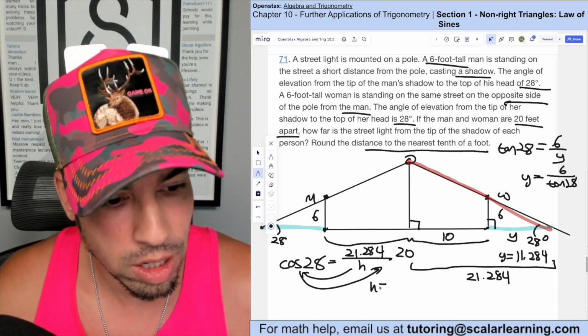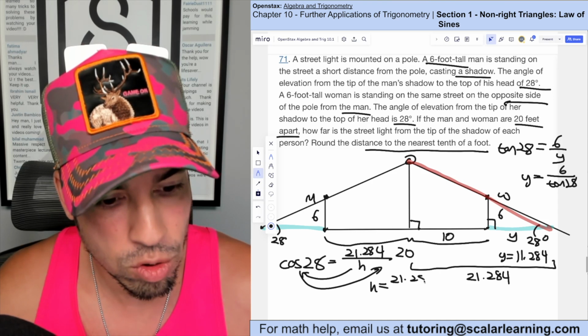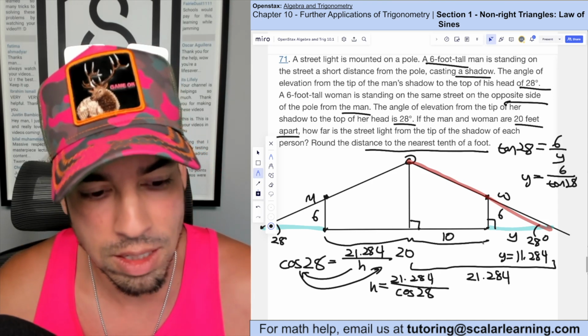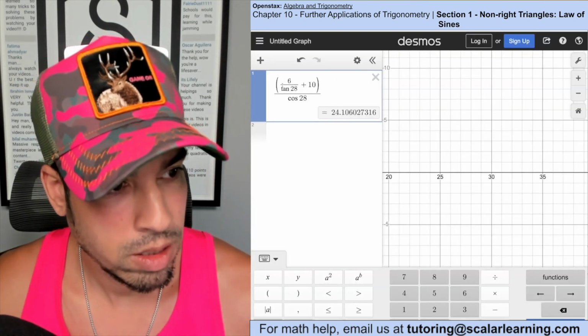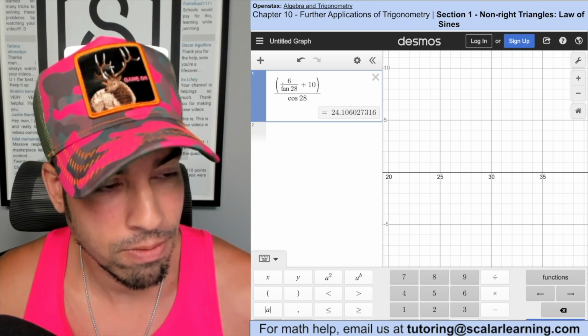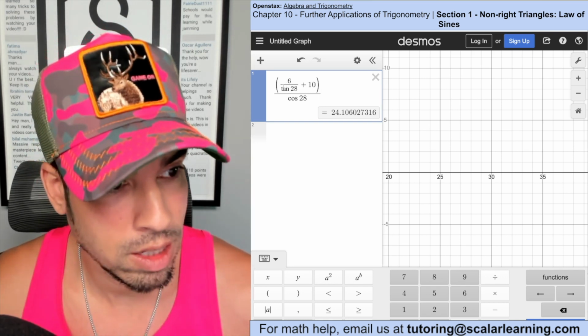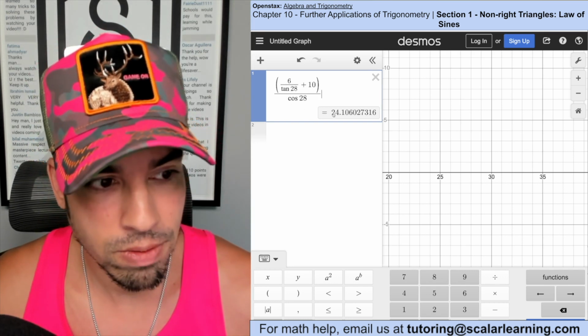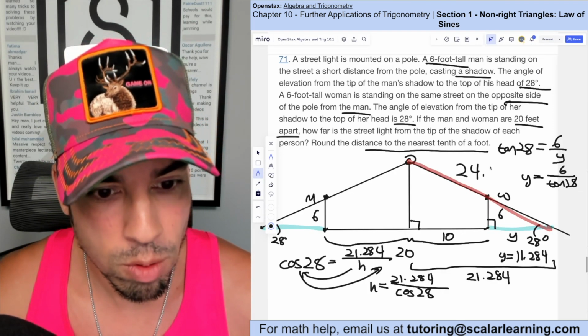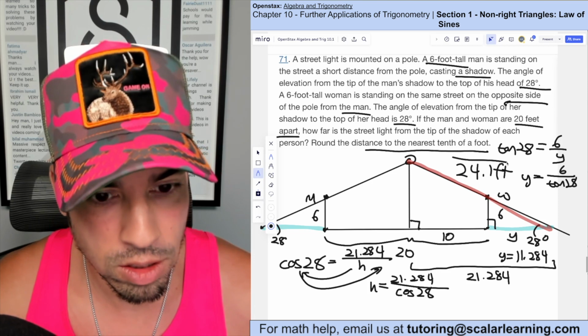And then to solve, we're going to multiply the h across and then divide simultaneously by cosine of 28. So we get h equals 21.284 divided by cosine of 28. Let's plug that into Desmos. So here we got everything plugged in. And instead of using 21.284, that approximation, I did the function that found that value, right? This plus 10. And then we get our nice final answer, 24.1. So the answer is 24.1 feet to the nearest 10th.